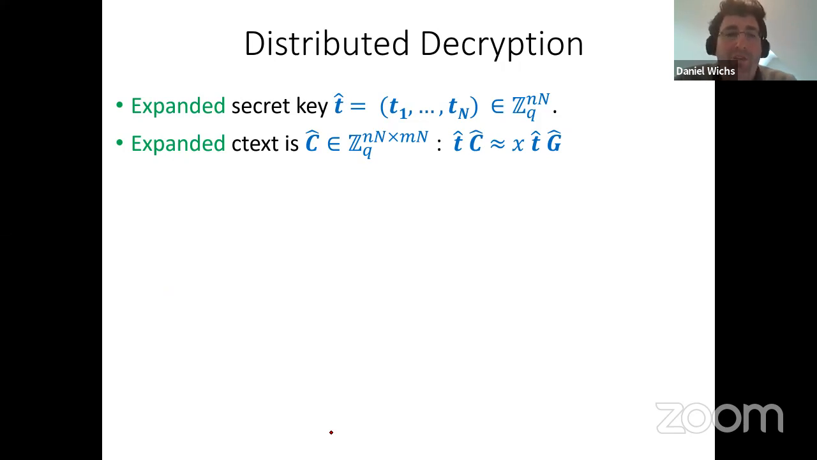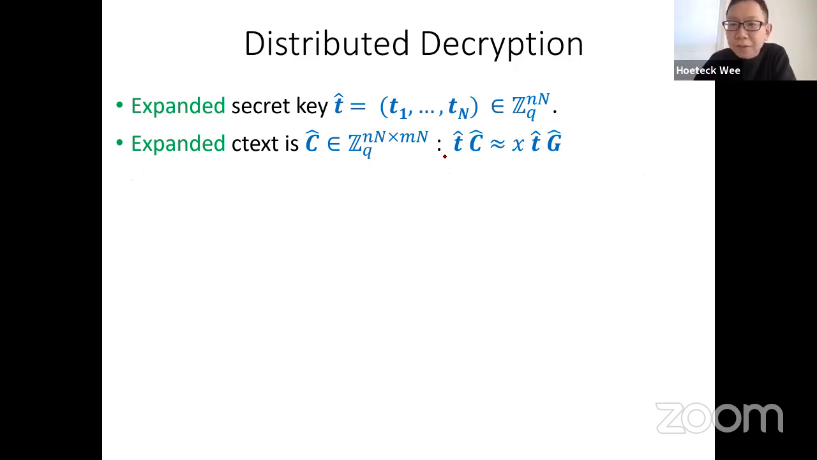Now let's see how to do a distributed decryption. Again, we have this expanded secret key, which is just the concatenation of all the individual secret keys. And we have this expanded ciphertext that decrypts the output, in this case some value X, and satisfies this property. So now we want to come up with a way to decrypt the ciphertext in a very simple one-round distributed manner, where parties don't reveal information about their secret key other than the output, the value that the ciphertext encrypts.